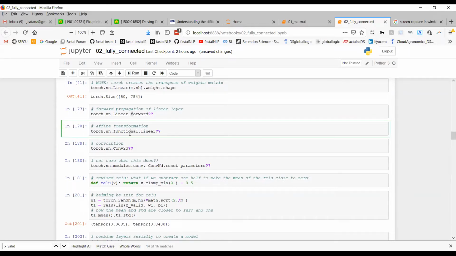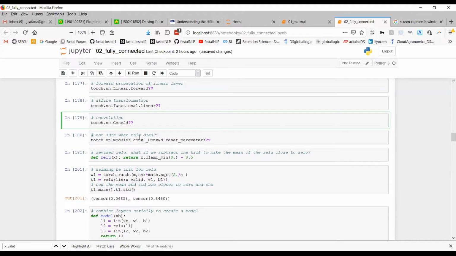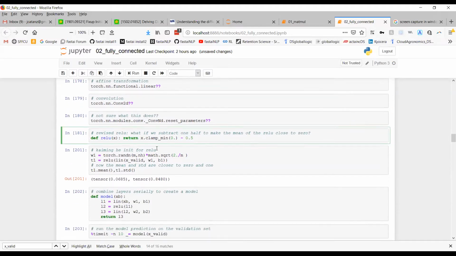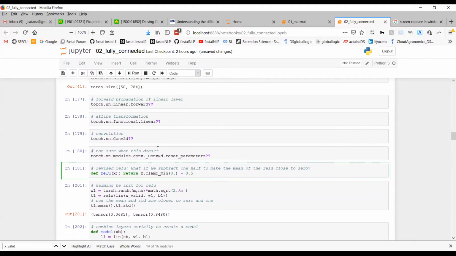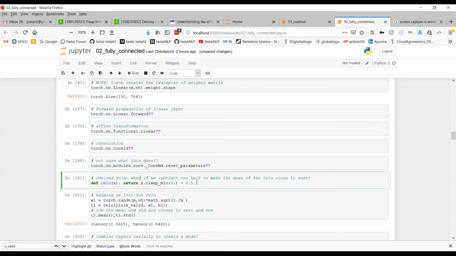You can look at the documentation of these functions just with this double question mark. So I'll leave that. And then Jeremy comes up with this idea: let's revise the ReLU by subtracting a half from it, because then when you initialize your weights and then you form the ReLU layer, the idea is that it's really going to have a mean close to 0 and a standard deviation close to 1.